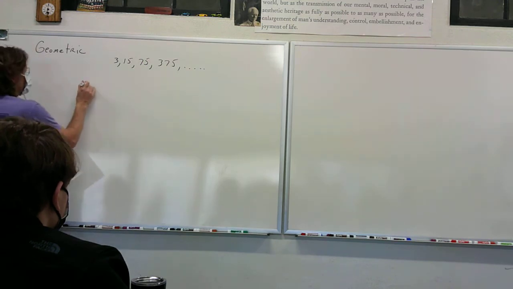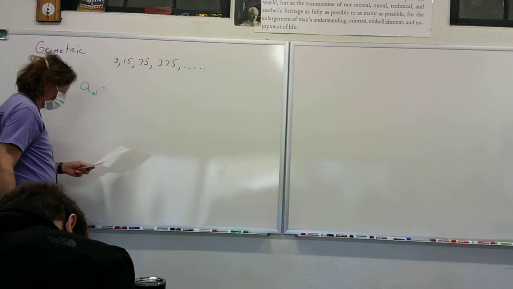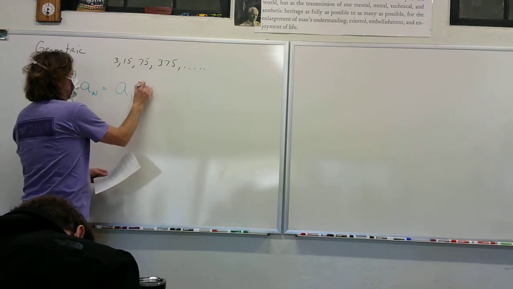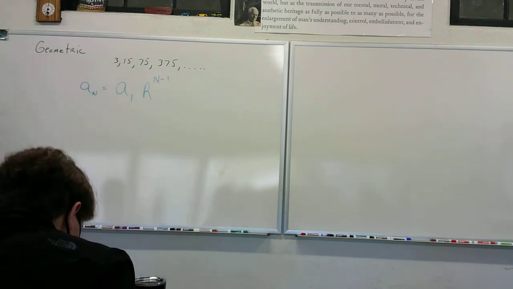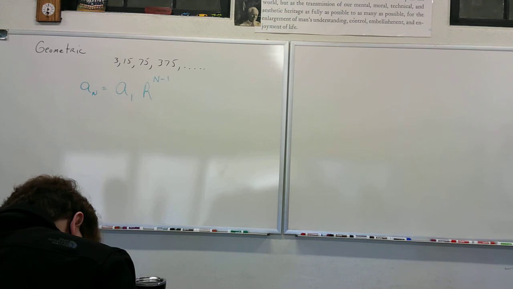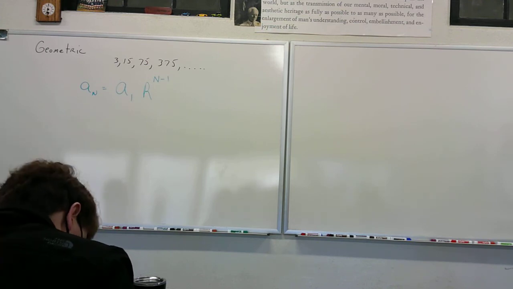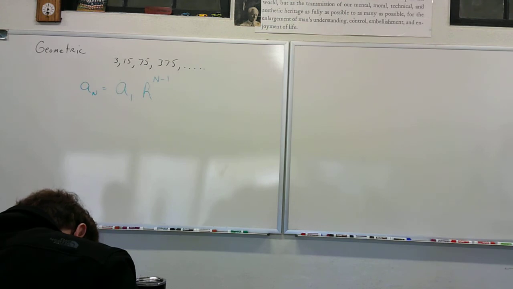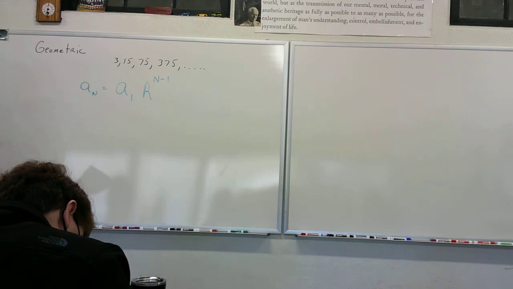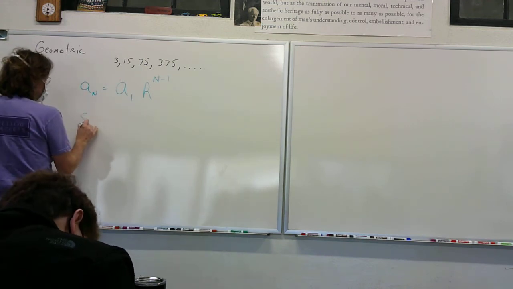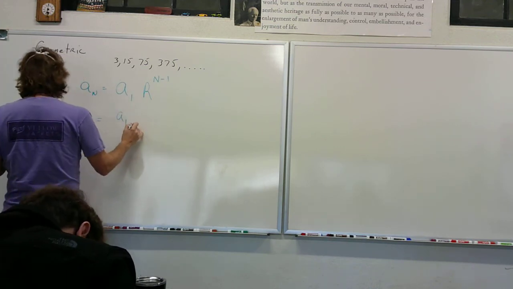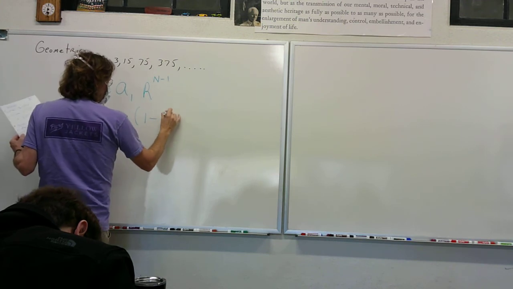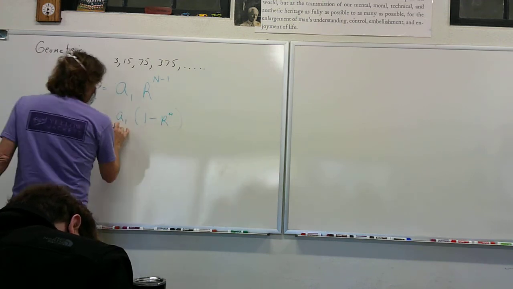Okay, to find the nth term, A sub n equals A sub 1 times the ratio raised to the n minus 1. Remember that stuff y'all learned about exponentials, where you had the variable up there in the power place? Now I'm going to go ahead and give you the sum formula while I've got it up here. S of n equals A sub 1 times 1 minus r to the n, over 1 minus r.